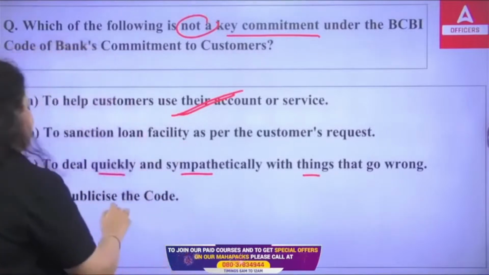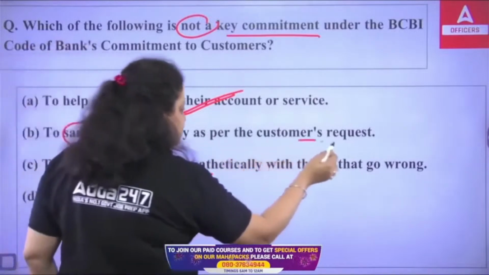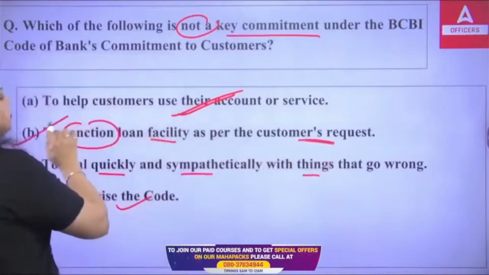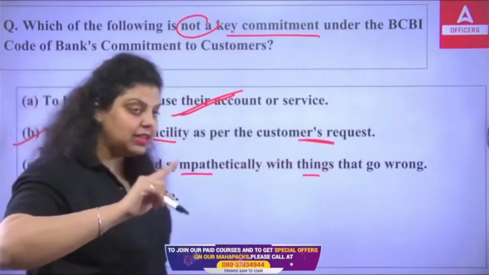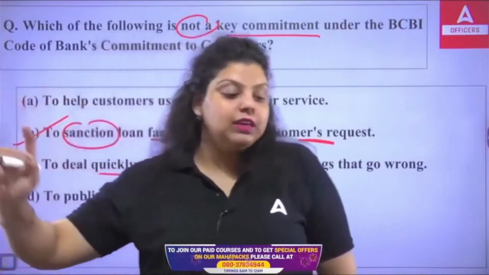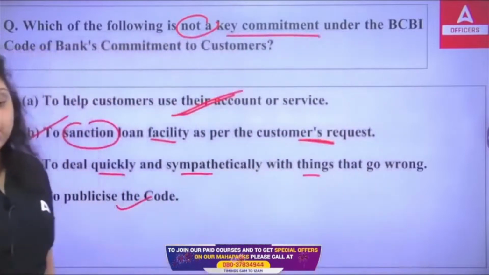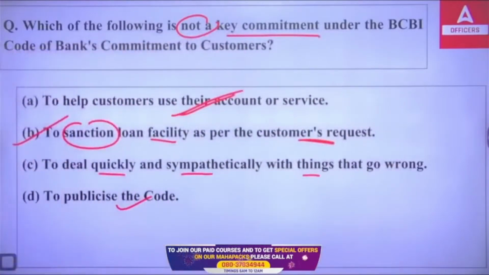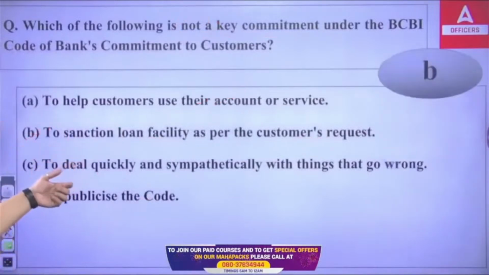Publicize the code, this is true, but to sanction loan facility as per customer's request, this is not a commitment of a bank. The bank will sanction the loan as per the criteria of the bank, after checking the KYC, the credit history, the collateral, everything. Then the bank will decide what amount of loan will be sanctioned. The right answer will be B option. Okay, right answer is B.